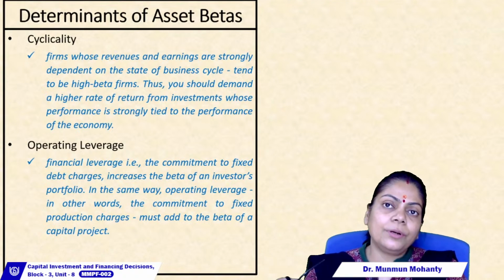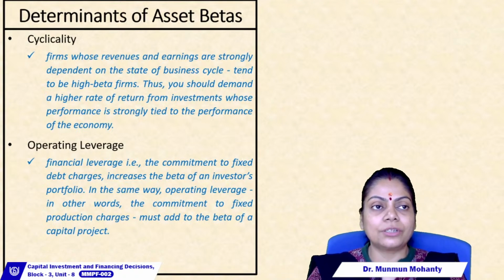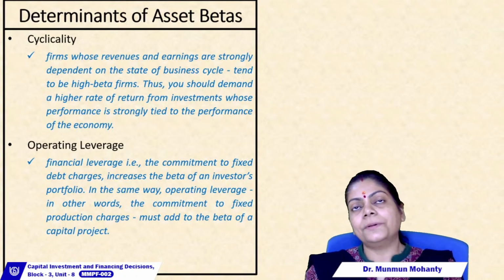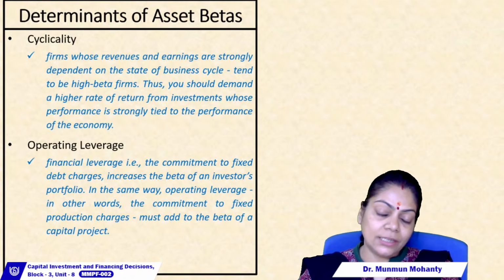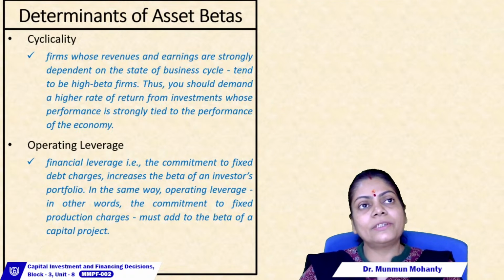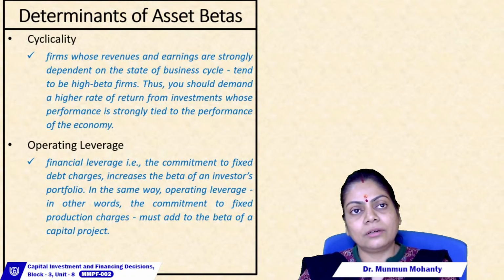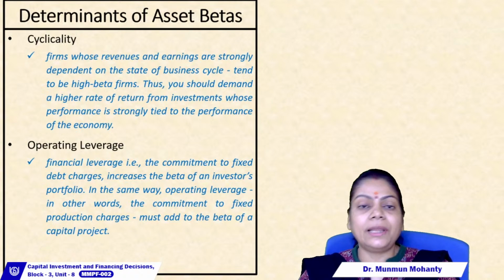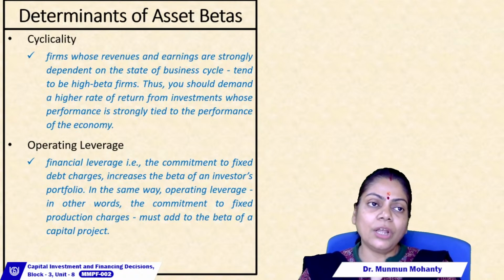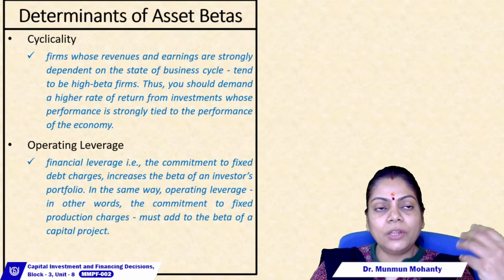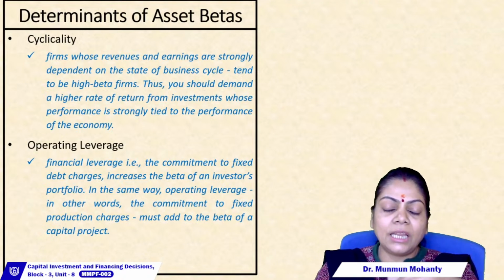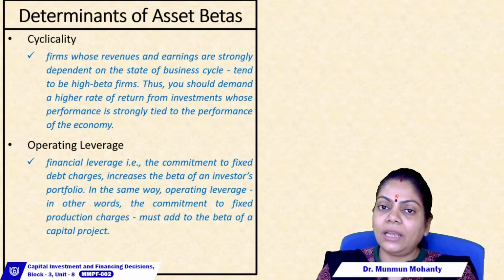Now if your profits or the earning figures keep on changing with the business cycle, then your company is said to be highly cyclical. Examples of cyclical companies could be, let us say, automobiles. Automobile companies are highly cyclical. In case of an economic upswing, the automobile sales will be very high. In case of economic recession, it is the automobile sales which will take the biggest hit.